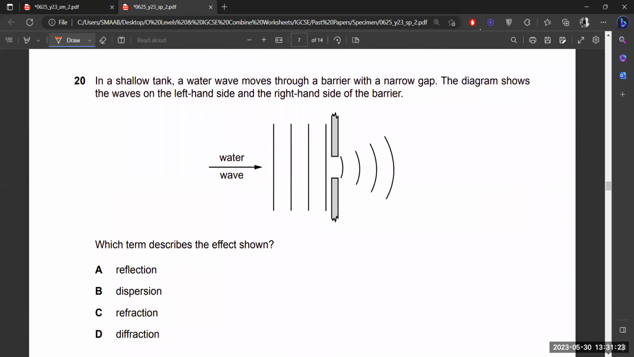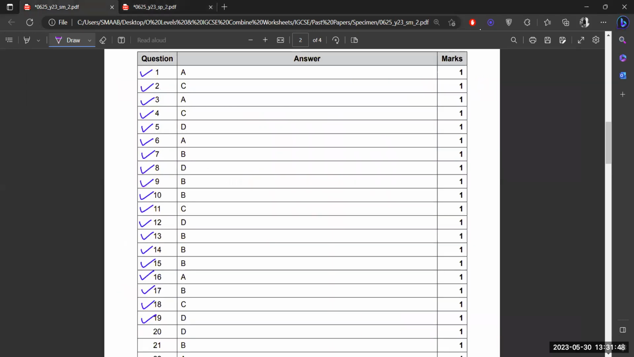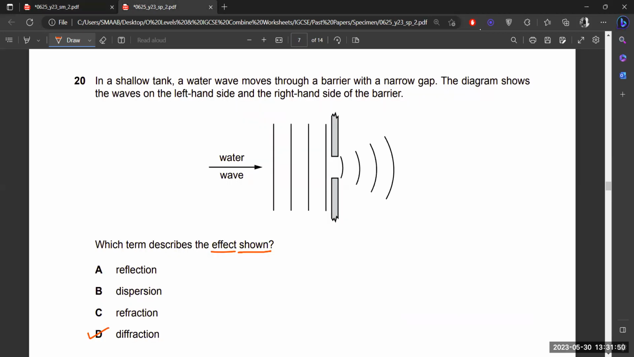Okay, so simple question, which term describes the effect shown? We don't need to study the whole question, because the question is very simple. They are talking about the concept of diffraction, because we studied in the wave section that when water waves pass through a narrow gap, they convert into a semicircle pattern. So that is the phenomenon of diffraction. 20D, right.